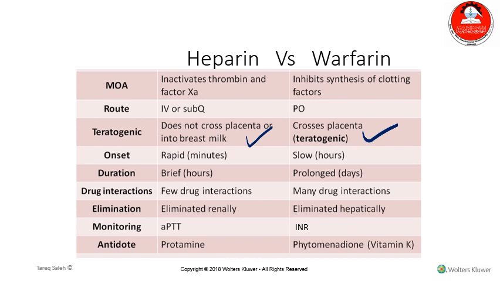With heparin, you would require constant monitoring of PTT, especially when you are using unfractionated heparin, while with warfarin, the blood variable that is monitored is INR. The antidote for heparin is protamine sulfate, while for warfarin, it's vitamin K.